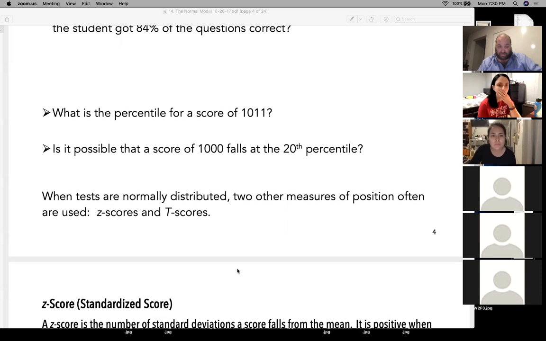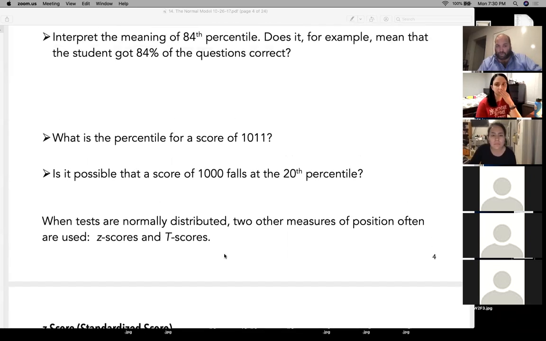And the answer is yes, and that's what we're going to do today. You should know that when tests are normally distributed, or anything is normally distributed, there are two types of measures of position that are often used: z-scores and t-scores, and we're going to use both. And I promise I'm going to show you how. Any questions so far? Good.